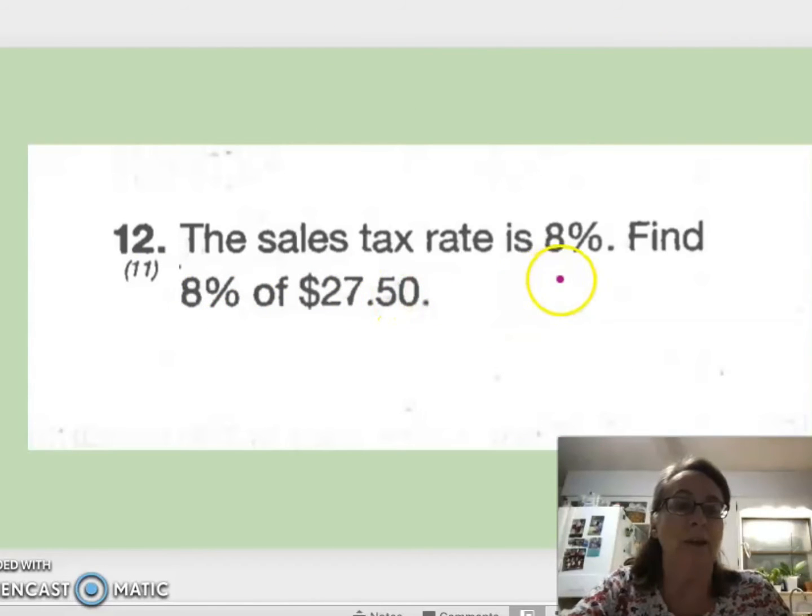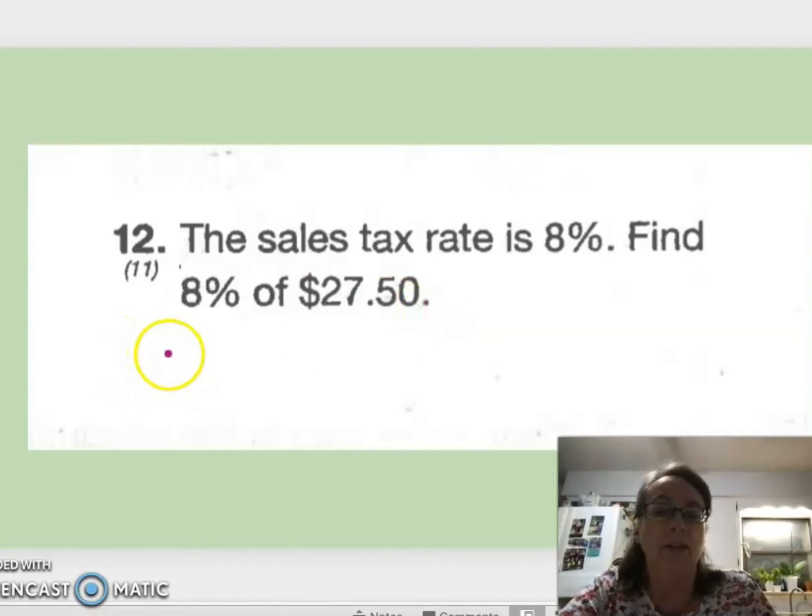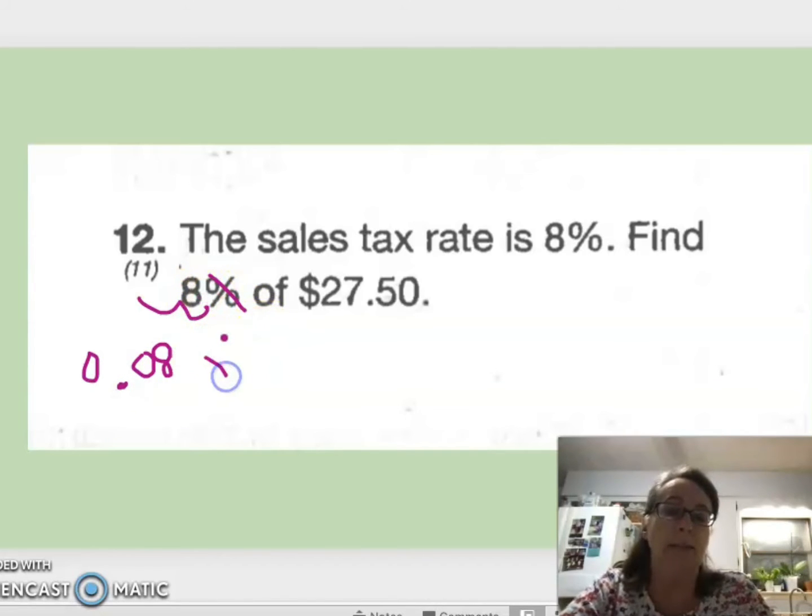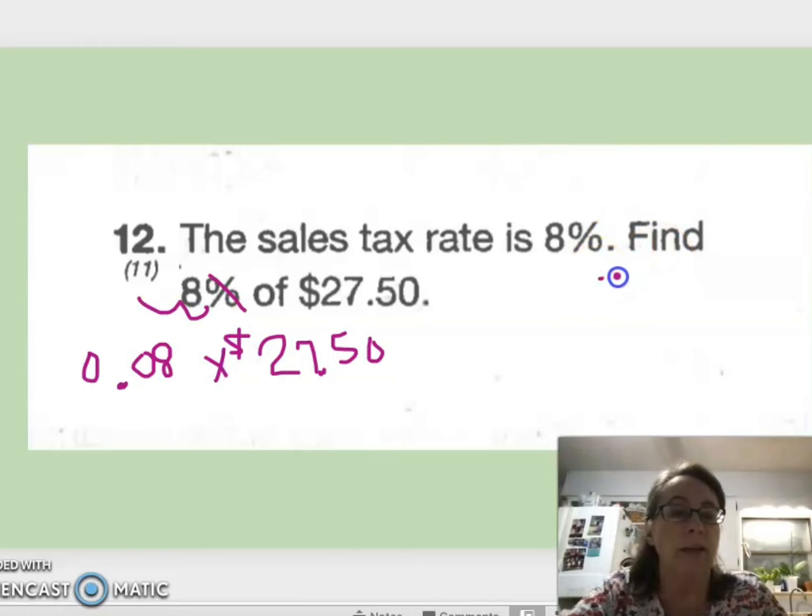Okay, the sales tax rate is 8%. Find 8% of $27.50. Okay, so 8% is 0.08 as a decimal. Remember, to get from a percent to a decimal, we take the decimal and move it 2 places to the left because percent means divided by 100. So 0.08 is your decimal value of 8% times 27.50. Okay, so that's what we're about to do, and it's going to be in dollars. So now let's come over here and actually do it.